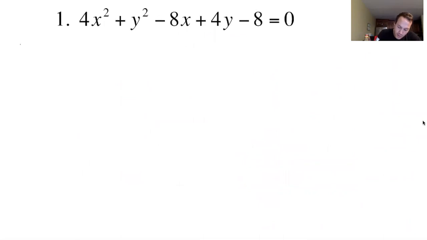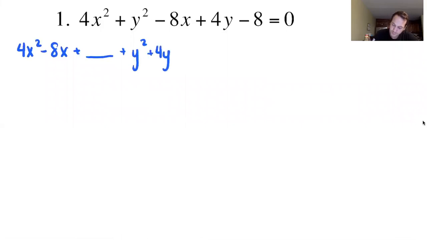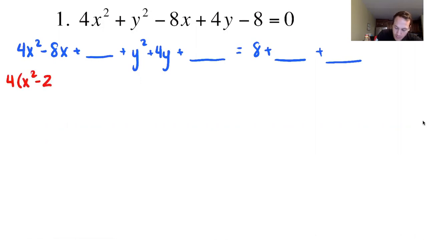We start the same way, where I group my x's together, and I put plus blank. I group my y's together, plus blank. I move that 8 over. So if you look, it's all the same so far. Now, if you remember, with completing the square, you have to have a lead coefficient of 1. So the x's have an issue with that, which means that I need to factor out this 4. And if I factor out a 4, I'm left with minus 2x plus blank.